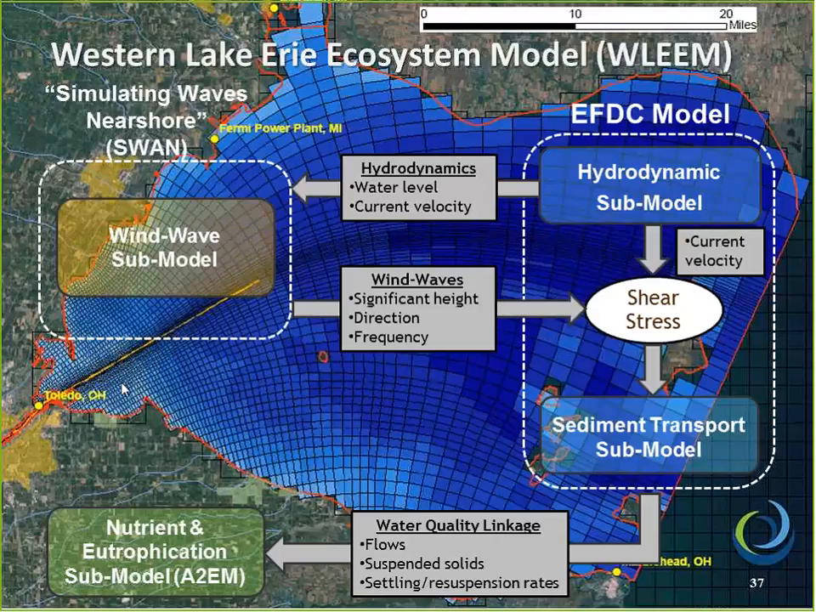The Maumee is a big agricultural watershed. The nutrient concentrations are much higher in the Maumee River than the Detroit River. And they move with solids in large part. So the movement of solids suspended in the river flow and kicked up by wind waves is very important for understanding the movement of nutrients. And then there's a linkage to nutrient and eutrophication submodel.